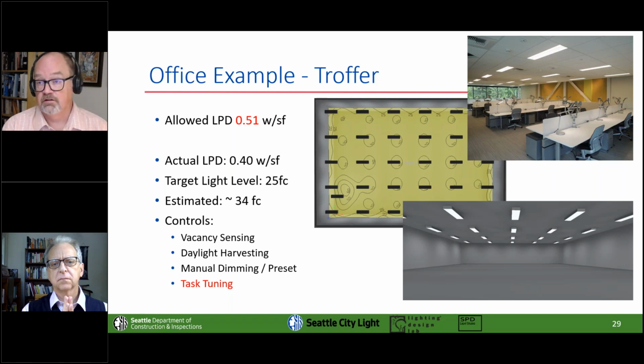And that's giving me a pretty significant amount of leeway for task tuning down to that 25 foot candle level. So I'll actually probably be using somewhere around 0.32, 0.33 watts per square foot. And of course, from a control standpoint, I'll add in vacancy sensing, daylight harvesting, and manual dimming. We'll talk about the requirement for dimming versus step switching a little bit later as well.